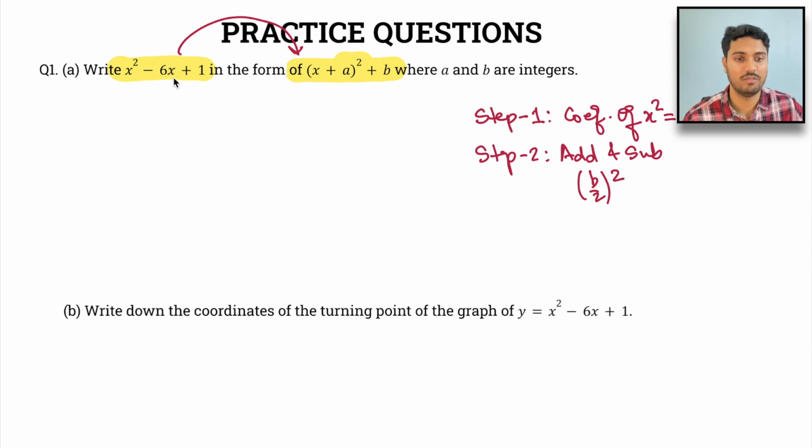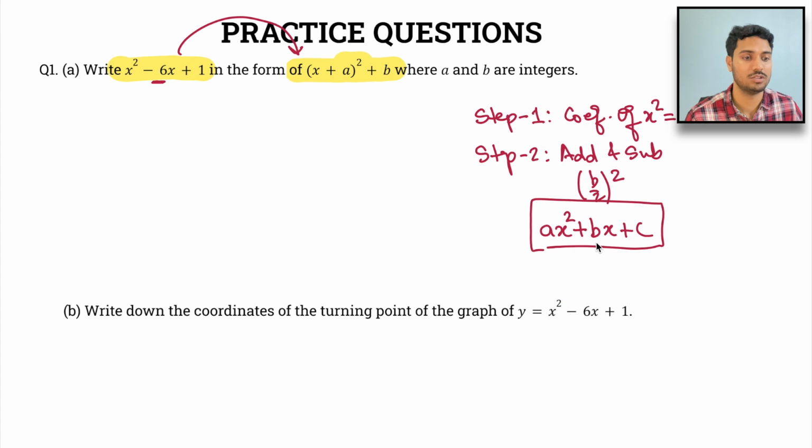And what is the b value? The b value is this -6 in this equation, or you can check it from the quadratic expression, any quadratic expression, which is always in this form: ax square plus bx plus c, where a, b and c are integers. b is the coefficient of x, a is the coefficient of x square, and c is the integer term or the constant term. So now with this information, let's try to solve question number 1, part A.